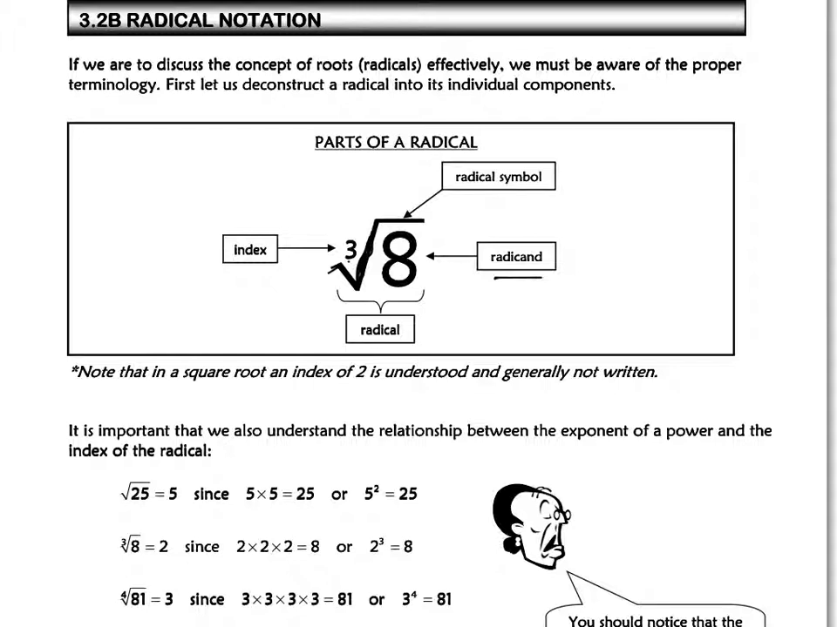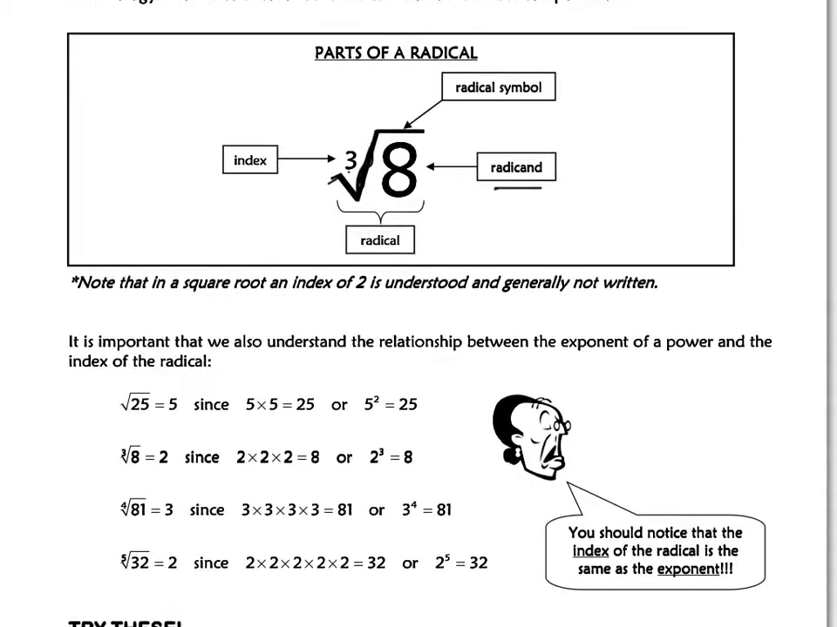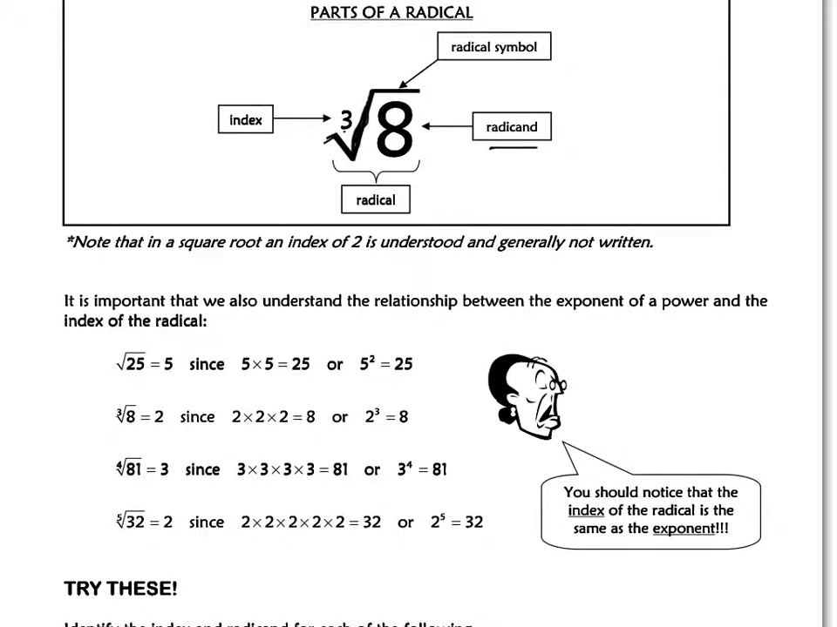Okay, so if you don't see a number in the index, it's understood to be a 2, you have to remember that. All right, so the square root of 25 is 5, since 5 times 5 is 25, or 5 squared is 25. The cube root of 8 is 2, because 2 times 2 times 2, 3 times, gives you 8, or 2 cubed is 8. The 4th root of 81 is 3, because 3 times 3 times 3 times 3, 4 times, the same number as the index, gives you 81, or 3 to the 4 is 81.